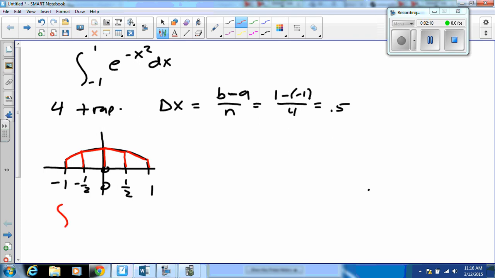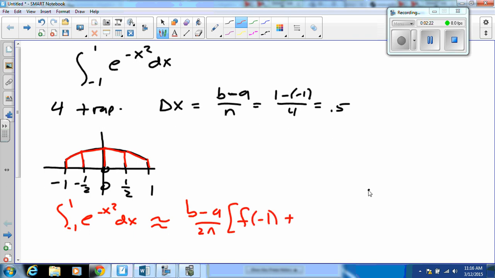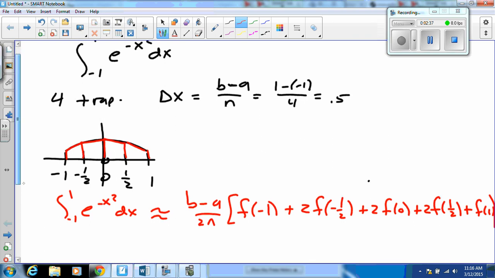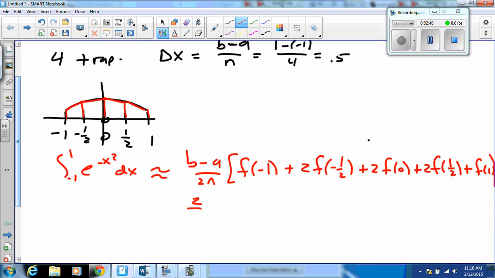Because the integral estimate is going to be b minus a over 2n times 1 times the function at -1 plus 2 times the function at all the inner points plus 1 times the function at 1. And the b minus a over 2n is easy enough. But what about these function values right here?